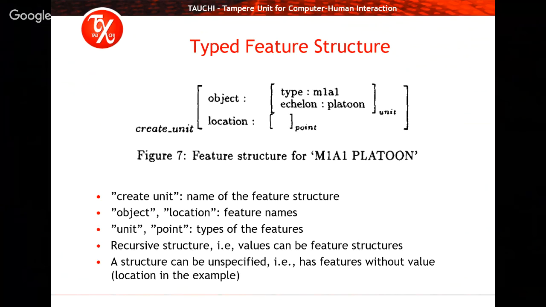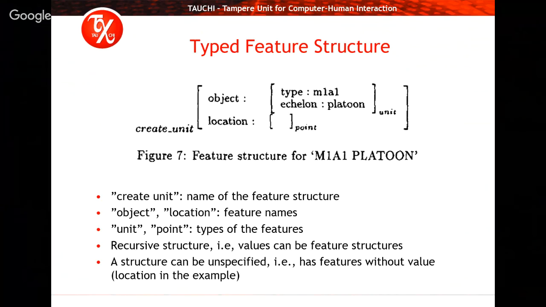So here is an example of a feature structure. It has a name. The name of this feature structure is create unit. It consists of two features, object and location. And then those features, the object feature has type unit and location has type point. Object then again has features, so it can be a recursive structure. It can also be at one point empty, so the location doesn't have anything inside it at this moment.